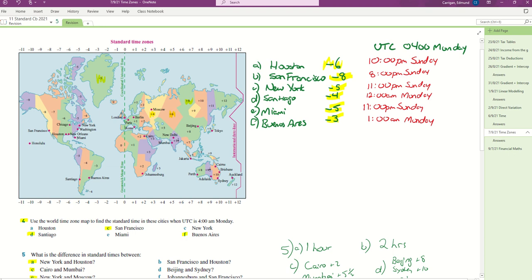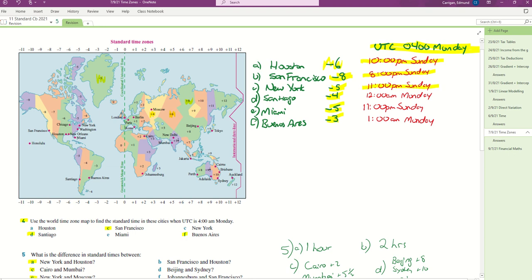Now it's asking us for what is UTC Monday. So what we need to do is we just need to add all of these things together. So 4 o'clock Monday, for Houston, we are subtracting 6 hours. 6 hours before 4 o'clock in the morning is 10 p.m. on the day before, 10 p.m. Sunday. So for San Francisco, from 4 o'clock in the morning, we're subtracting 8 hours. 8 hours, take away 4 will get us to midnight, take away another 4 will get us to 8 p.m.